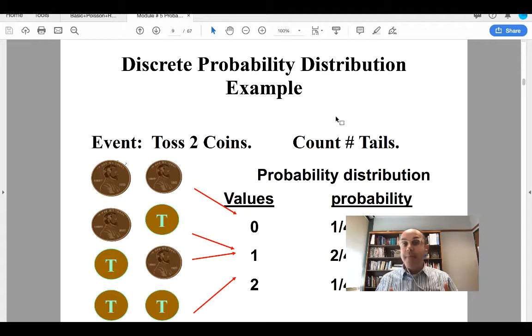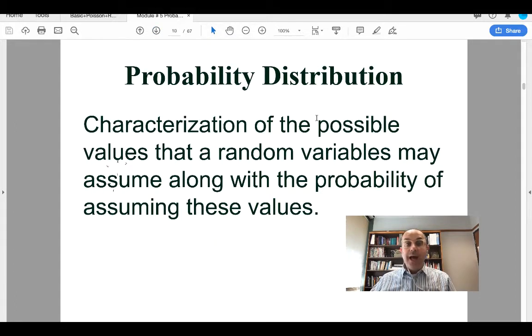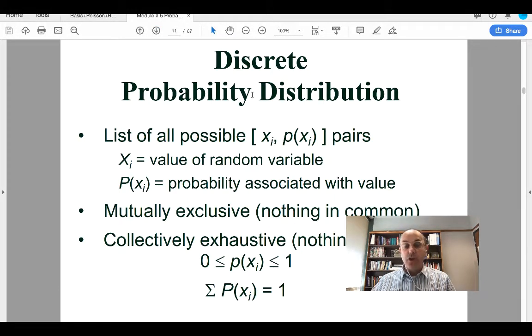In a discrete probability example, this is a pure example of tossing 2 coins. So you have their values and the probability distribution out of it. When we are talking about a probability distribution, it is the possible values that a random variable may assume, along with the probability of assuming those values. And this is important for us to remember about probability distribution.